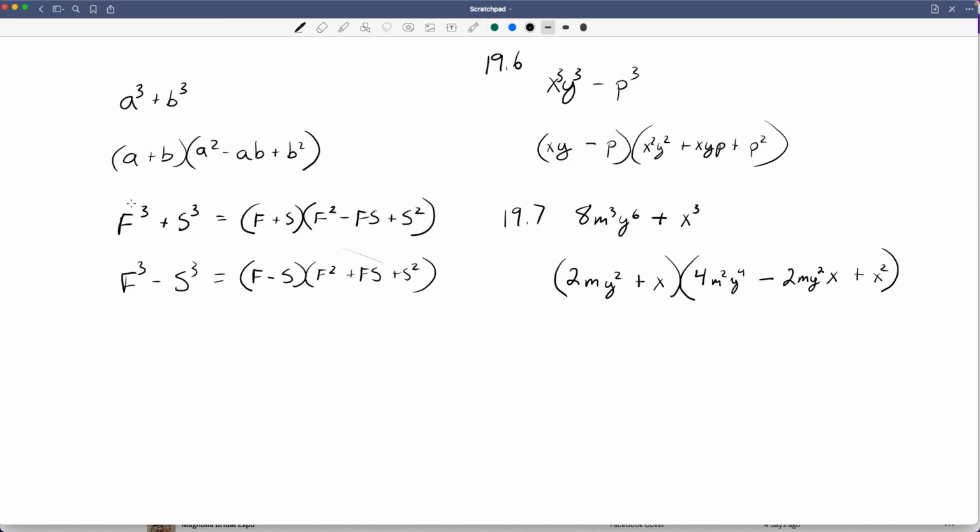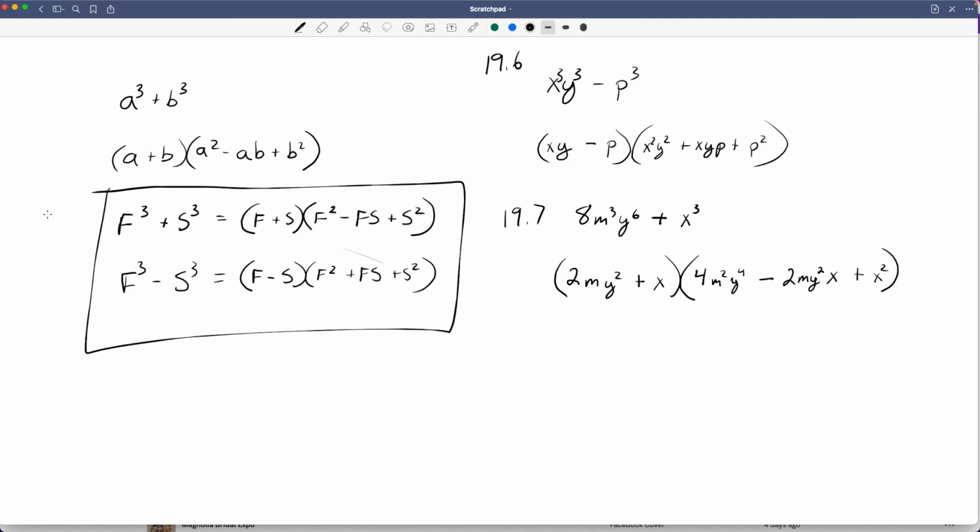So put this format in your notebooks. I would put it on the back just for the sake of having it, because it in itself is a formula. It makes it to where you don't have to do all the steps in the division of those expressions.